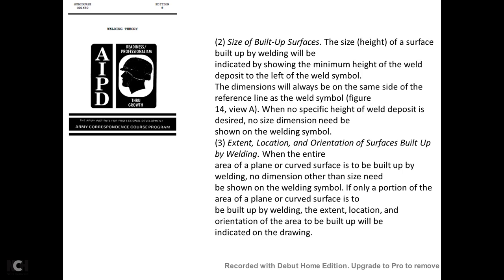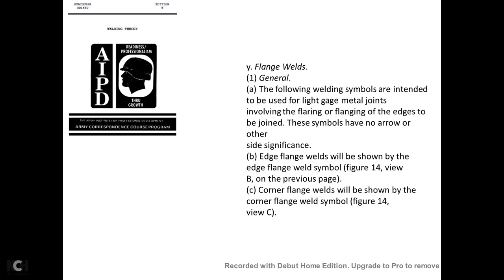When the entire area of the plane covered surface is to be built up by welding, no dimension or other size needs to be shown in the welding symbol, if and only if the portion of the plane covered surface is to be built up by the welding. The extent, location, and orientation of the area to be built up are indicated in the drawing.